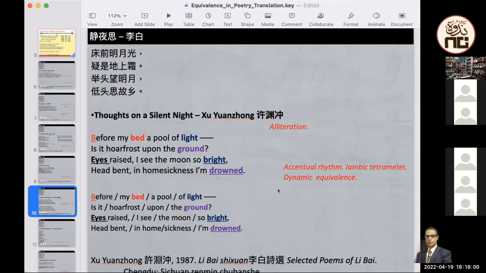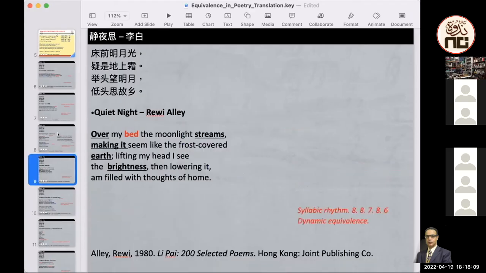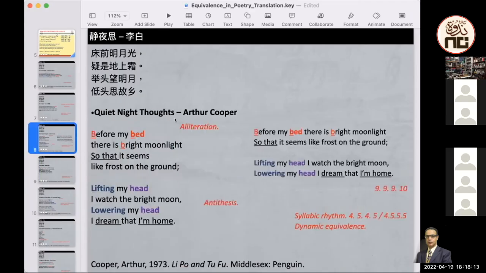I mean, if a native speaker reads this translation, will he enjoy it in the same way as this one done by Rewi Alley or this one by Arthur Cooper, which is a bit loose, a bit free translation? You can see that the language is more natural. Before my bed, there is bright moonlight, so that it seems like frost on the ground. It's very natural.